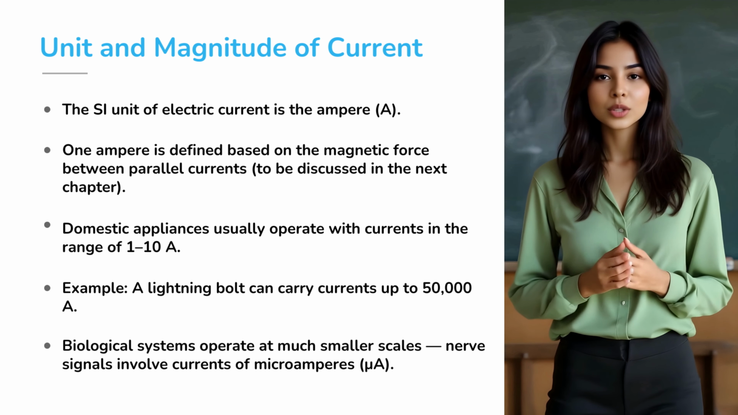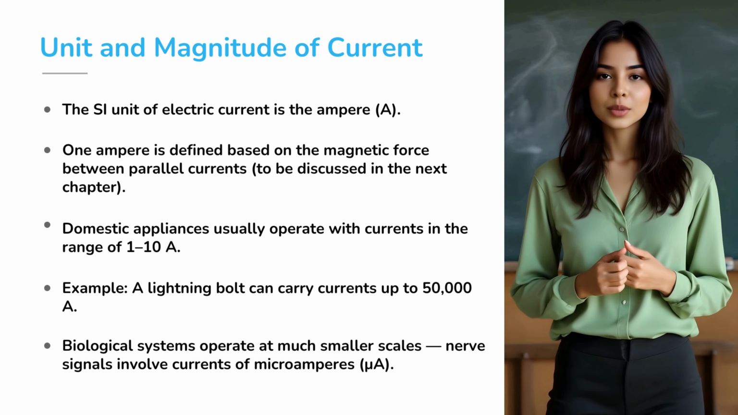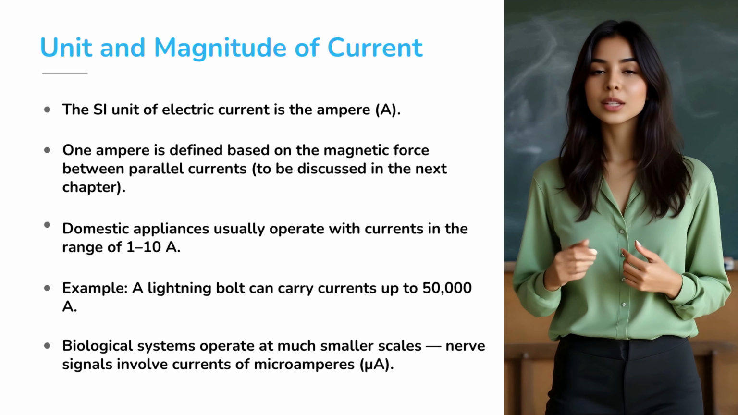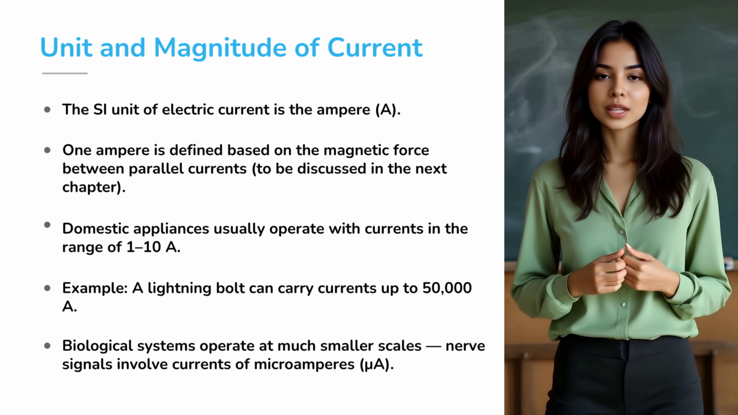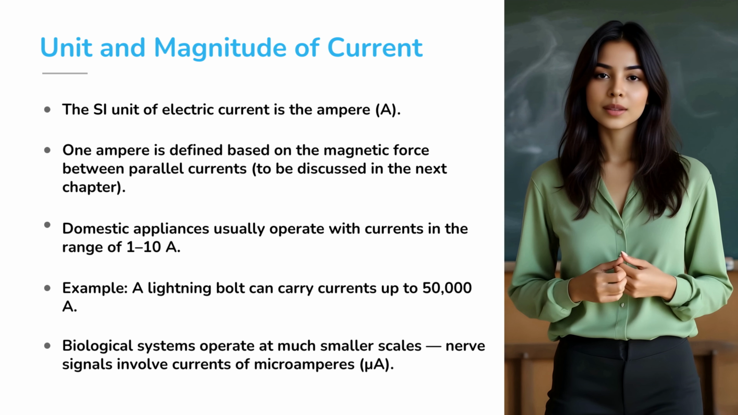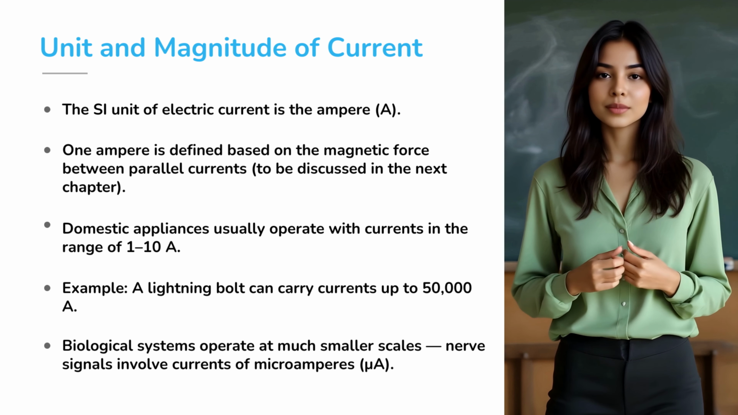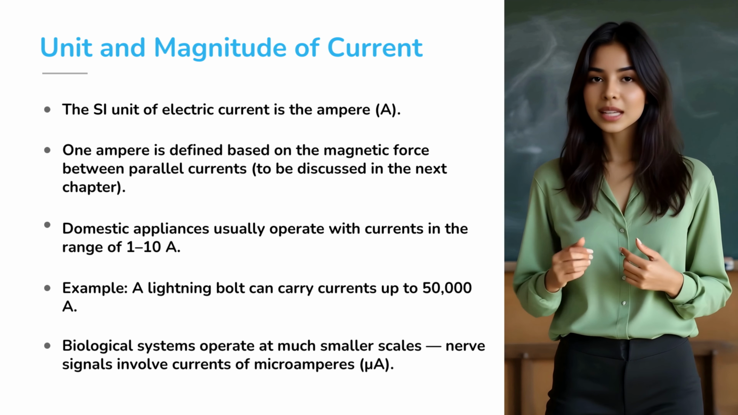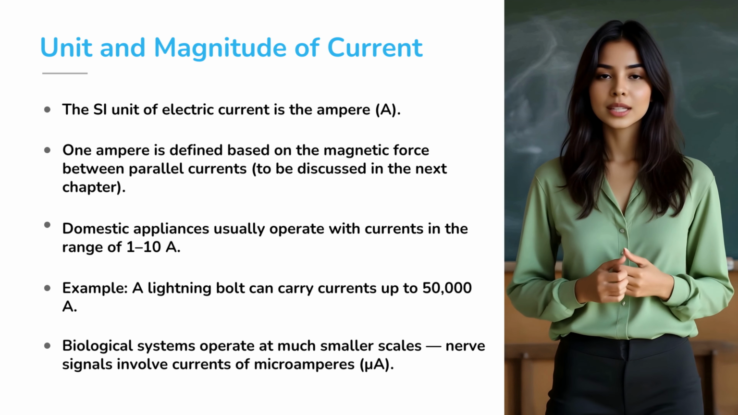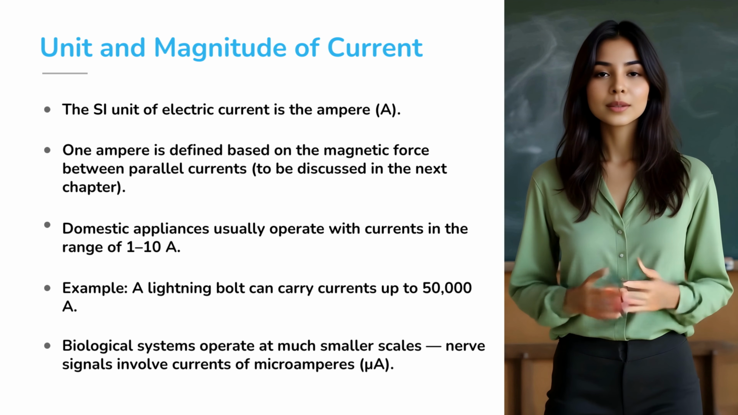A lightning bolt can deliver up to 50,000 amperes. And inside your body, nerve signals operate in the range of microamperes. That's a millionth of an ampere. Isn't it amazing that the same concept explains both thunder in the sky and signals in your brain?